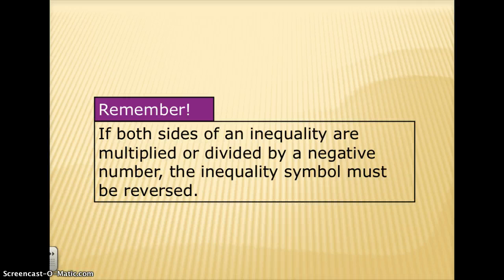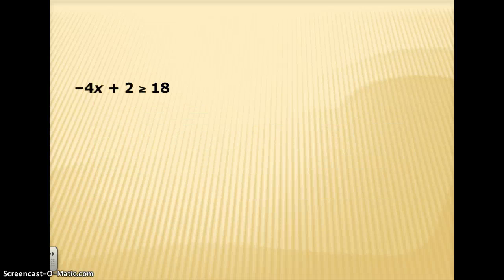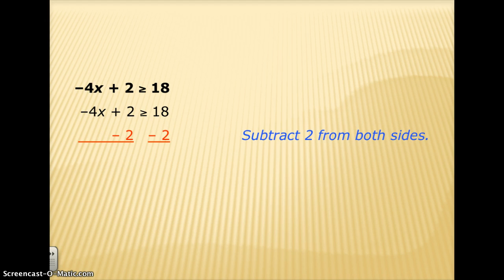Remember, if both sides of an inequality are multiplied or divided by a negative number, the inequality symbol must be reversed. Now we have negative 4x plus 2 is greater than or equal to 18. Again, let's start by getting rid of that additional plus number, so let's subtract 2 from both sides. So we have negative 4x is greater than or equal to 16.